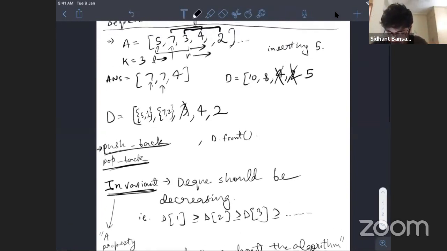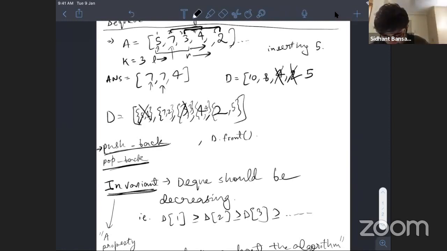So that's how you maintain the invariant. And the second thing I was explaining was that you need to keep the indices. Why do you need to keep the indices? Because in our case, the issue that came up was, let's say you have all the indices, like 3 has the index 3, 4 has the index 4, 2 has the index 5. Because this is the first index, the second index, the third index, the fourth index, the fifth index, right?